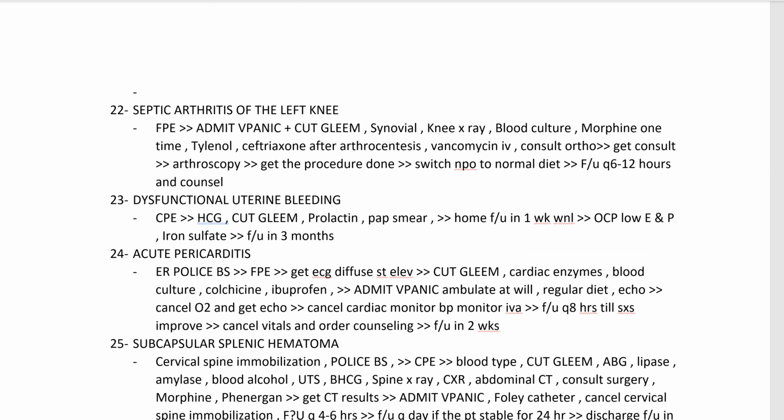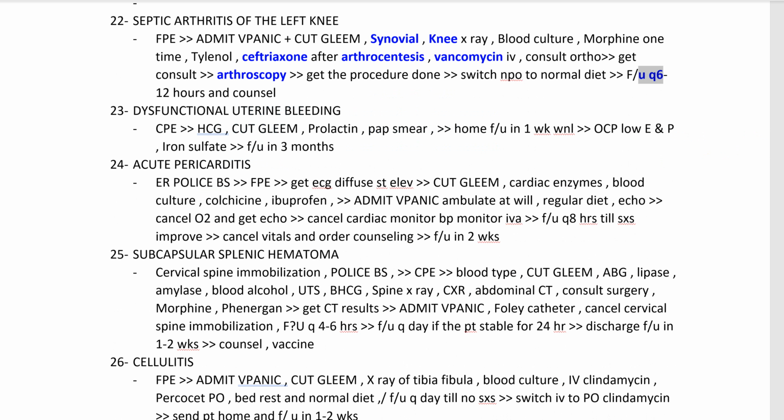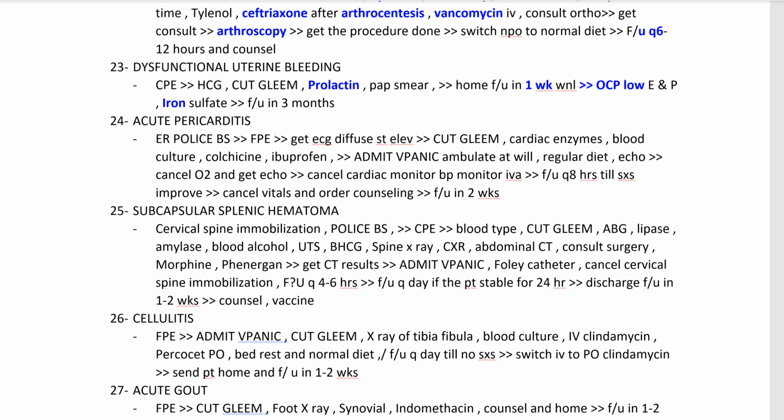Septic arthritis, you want to do synovial fluid analysis, that's important, and knee x-ray. You give him ceftriaxone, vancomycin, arthrocentesis. Get the ortho consult, order arthroscopy, and you follow up in 6 to 12 hours. Dysfunctional uterine bleeding, you want to do prolactin and a pap smear, and then you follow up in 1 week. Order oral contraceptive pills and iron.